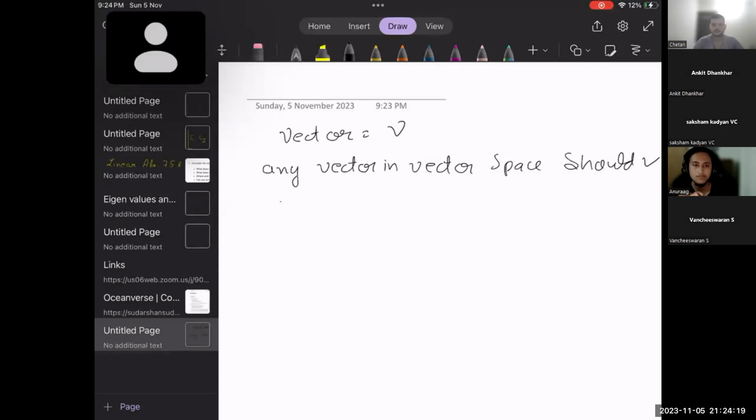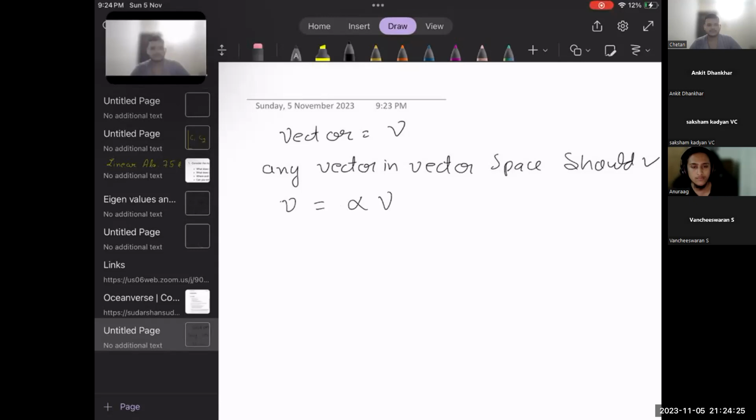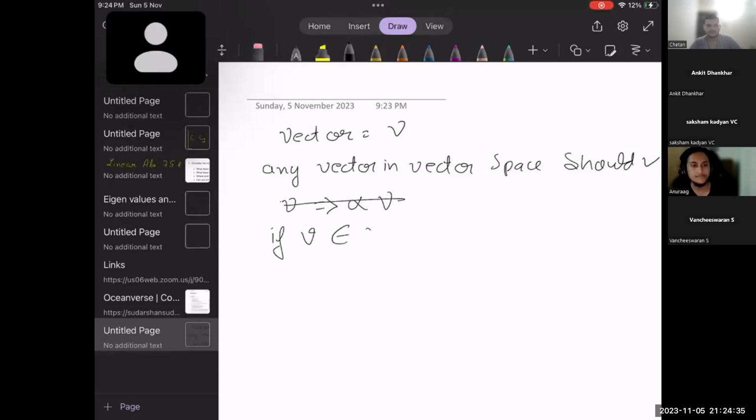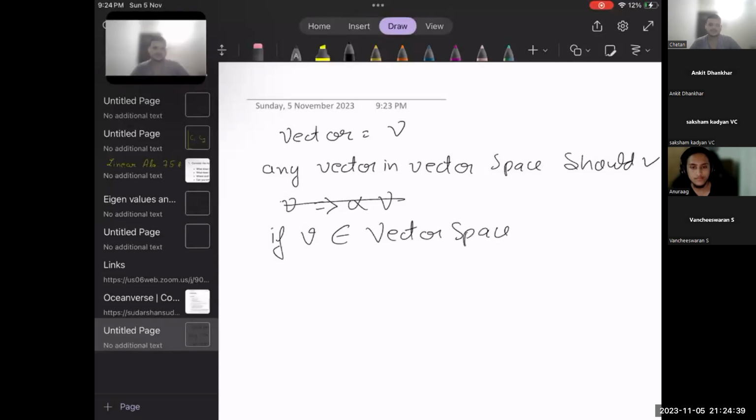Just two conditions, no? Yeah, if v, then alpha v. So write down what I'm saying. If v belongs to this vector space, that is v is in the vector space, then alpha times v will also belong to the vector space, where alpha is in the reals.